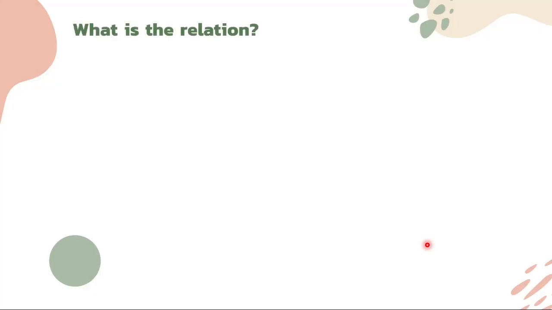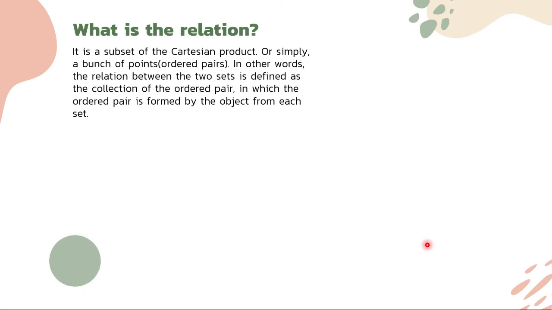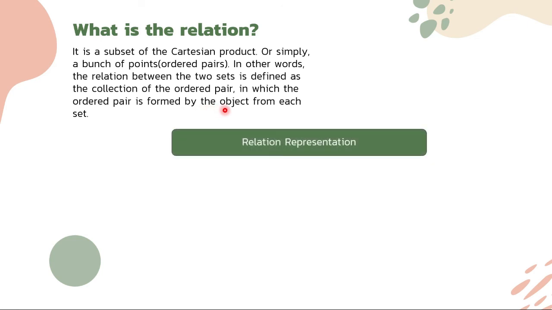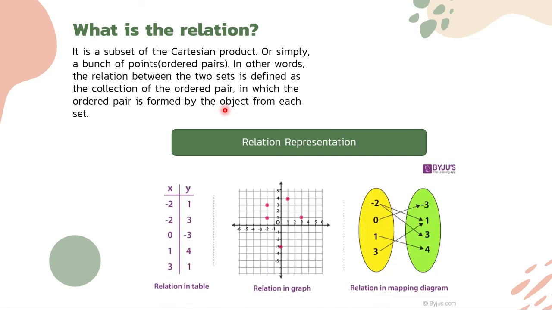Okay, then about relation. What is a relation? It is a subset of the Cartesian product, or simply a bunch of points or ordered pairs. In other words, the relation between two sets is defined as the collection of ordered pairs in which the ordered pair is formed by an object from each set. Relation representations are relation in table, relation in graph, and relation in mapping diagram.